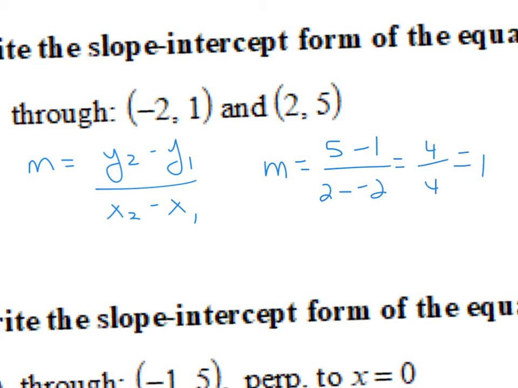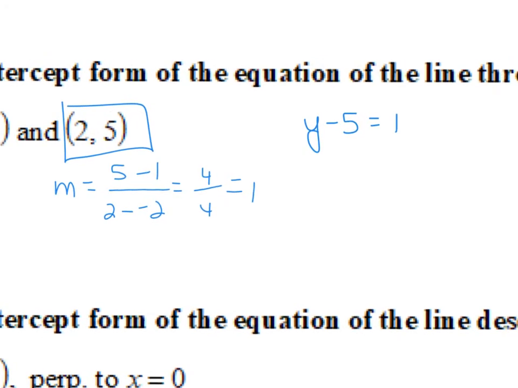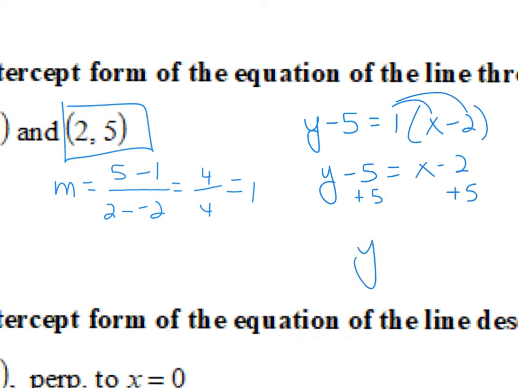Okay, so now we've got a point and a slope. So we're going to start in point-slope, and then we'll take it to slope-intercept. Now, it doesn't matter which coordinate point you use. I'm just going to use this one right here, the 2, 5, but it really doesn't matter. So y minus my y value of 5 equals 1, and then x minus my x value, which is 2. So I distribute: y minus 5 equals x minus 2, and then I'm going to add the 5 over and end up with y equals x plus 3.